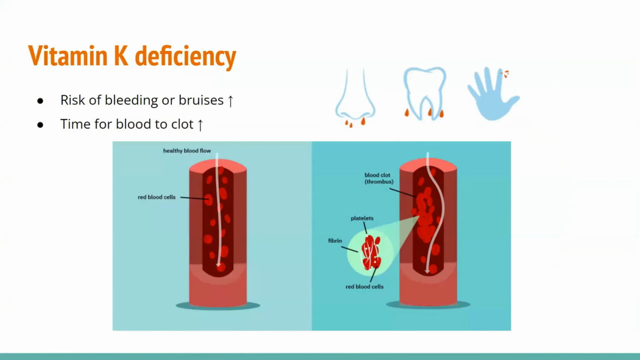In normal healthy adults, 8 to 13% have vitamin K deficiency. This can evoke many health issues. One of them will be increasing the risk of bleeding or bruises and prolonging the time it takes for blood to clot.